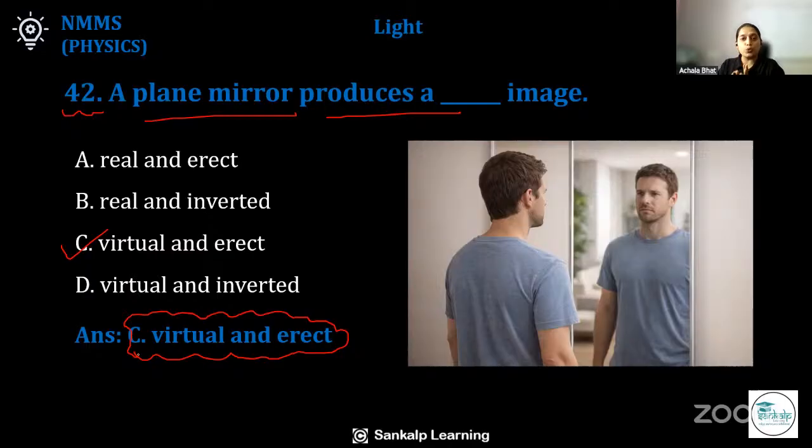That is a virtual image. Here, real and erect, wrong. Real and inverted, wrong. It is not an inverted image. This is an erect image. Virtual and inverted, wrong. The correct option is option C, virtual and erect.